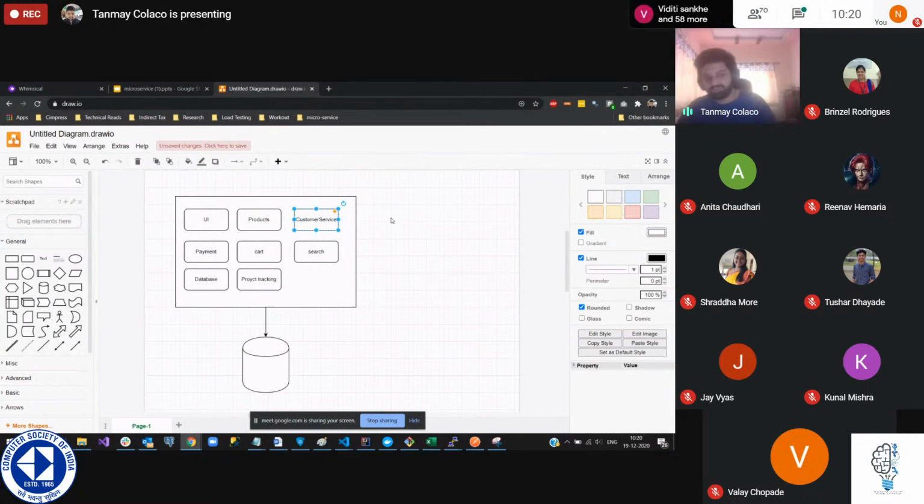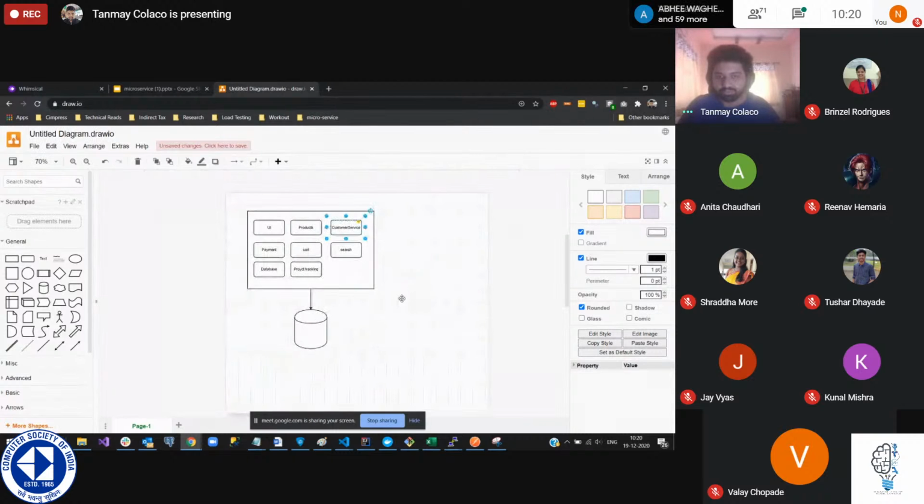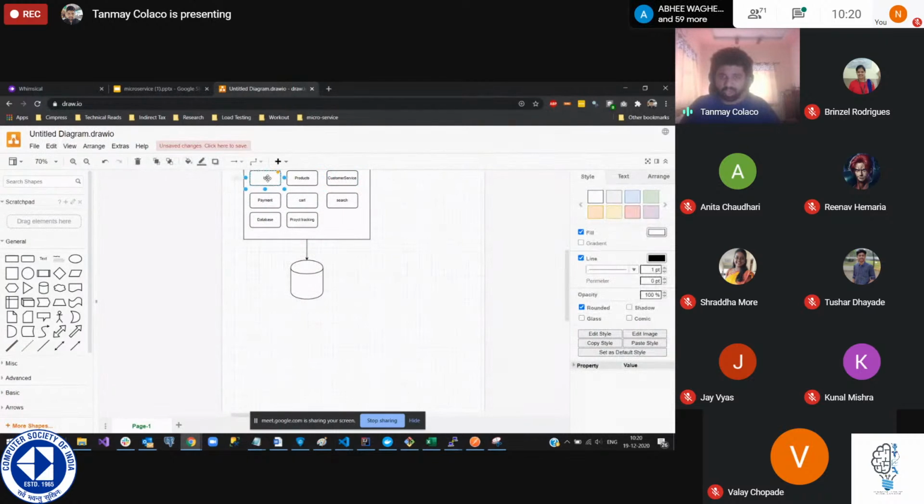Everything is down. Now, what we will do is, let's separate it into a microservice architecture. Let's say that, okay, this is my UI.